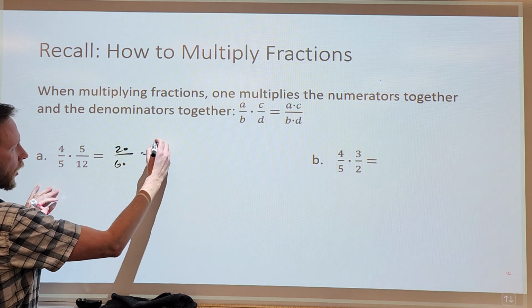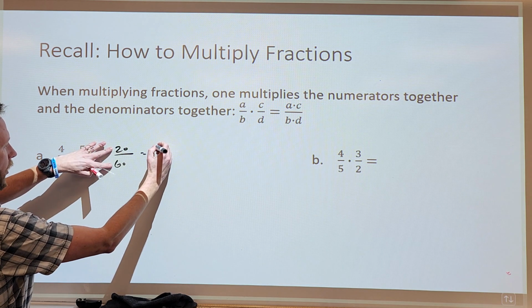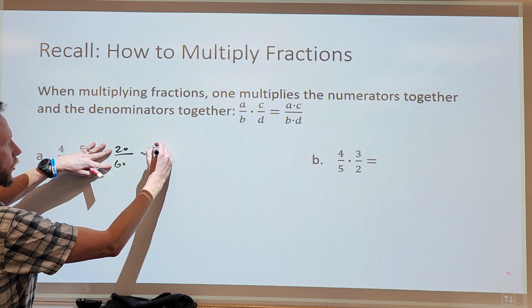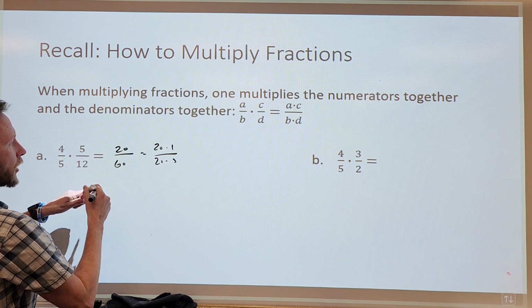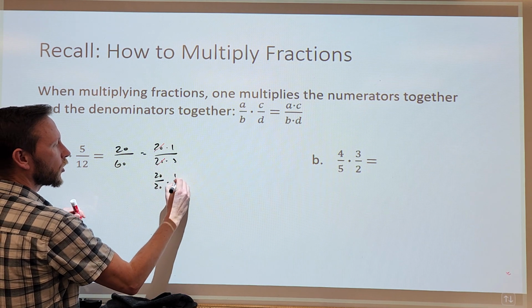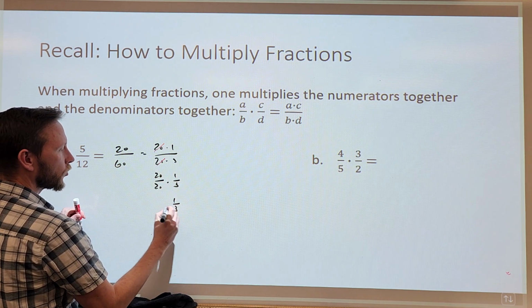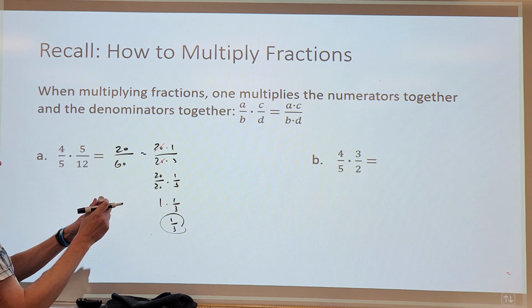Let's say I want 1/3. So this is 20 times 1, and this is 20 times 3, and so I can cancel out the 20s, right? We've got 20 over 20 times 1 over 3, which gives me 1 times 1 over 3, which gives me 1/3. All right? So there's all that work that we do there.